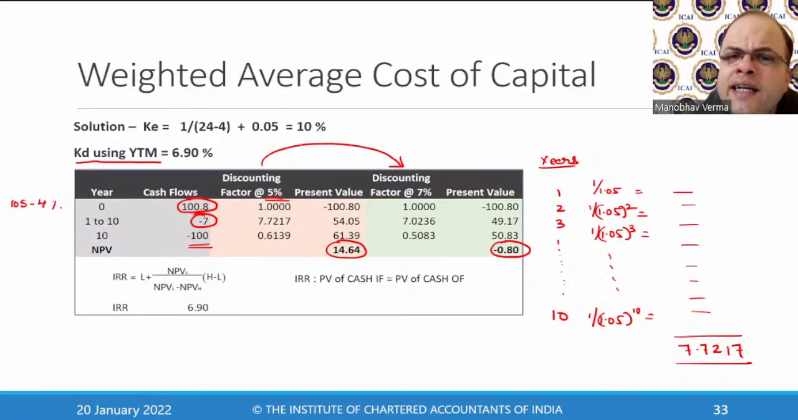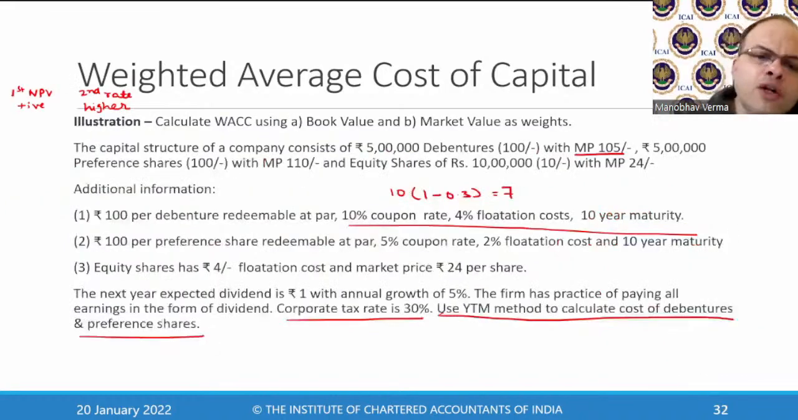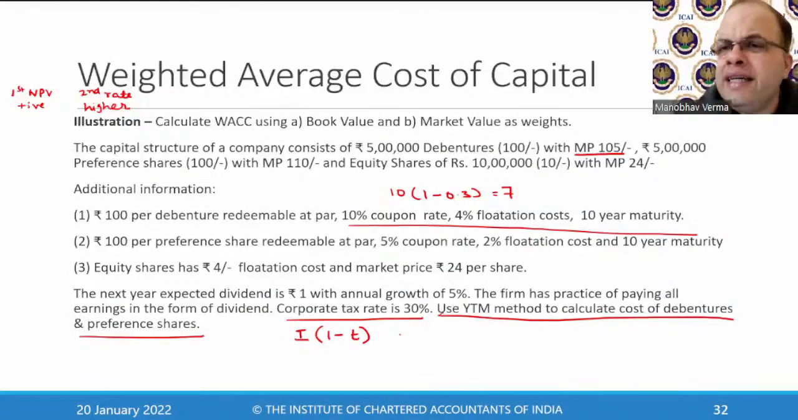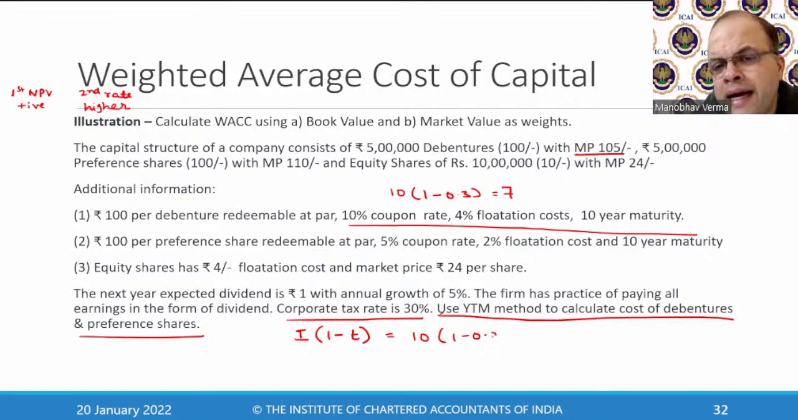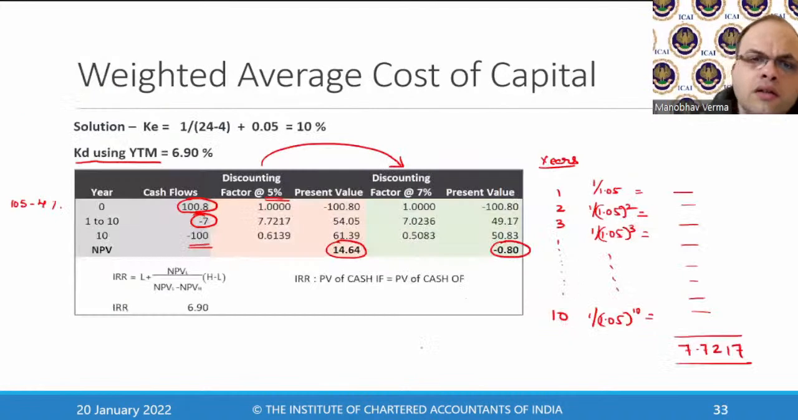So cost of debt is clear to everyone. 0.3, Vrinda is asking from where did you get 0.3? Vrinda, because my corporate tax rate is 30%. So my cost of debt, remember, it was interest into 1 minus T generally. My interest would reduce my tax liability by 30%, and hence my net interest relevant cash flow would be 7 only, not 10. Vrinda, I hope that makes sense.